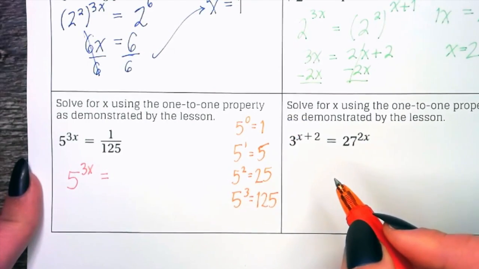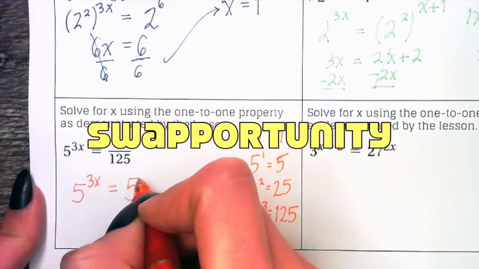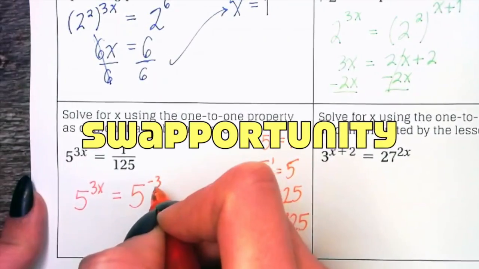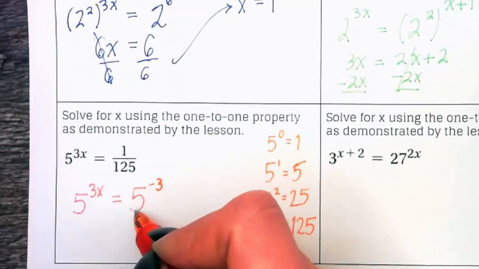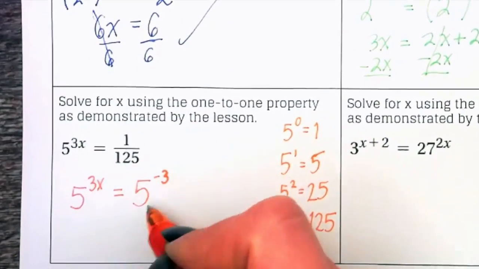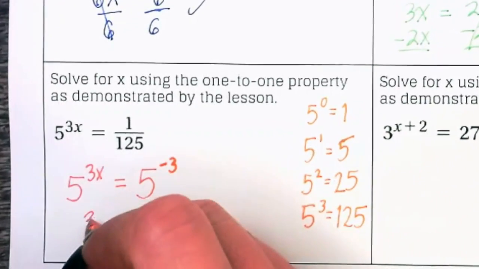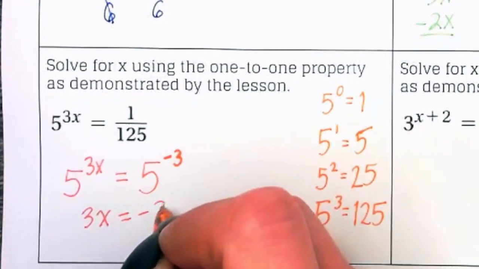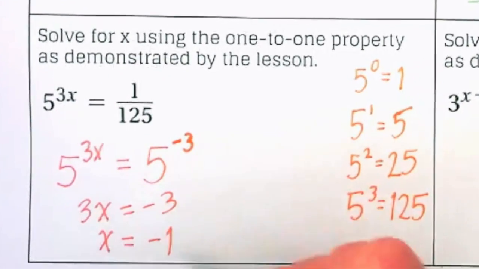If we have 1 over 125, that's really 5 to the negative third power, because negative exponents move an expression to the denominator or create a reciprocal relationship. 3x equals negative 3. Divide both sides by 3, and we'll get x equals negative 1.